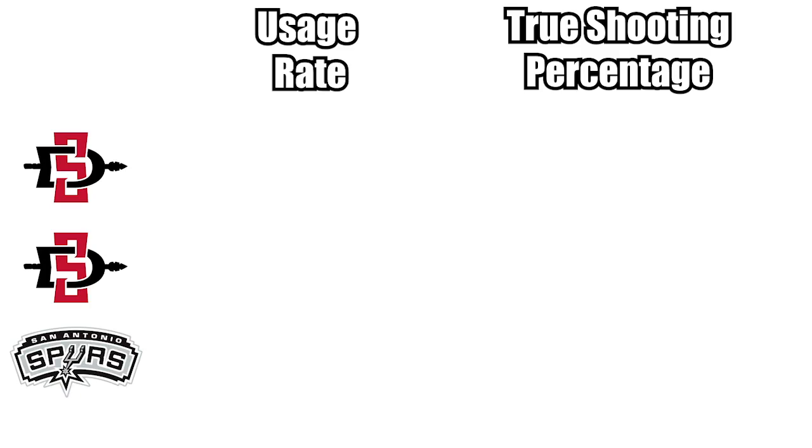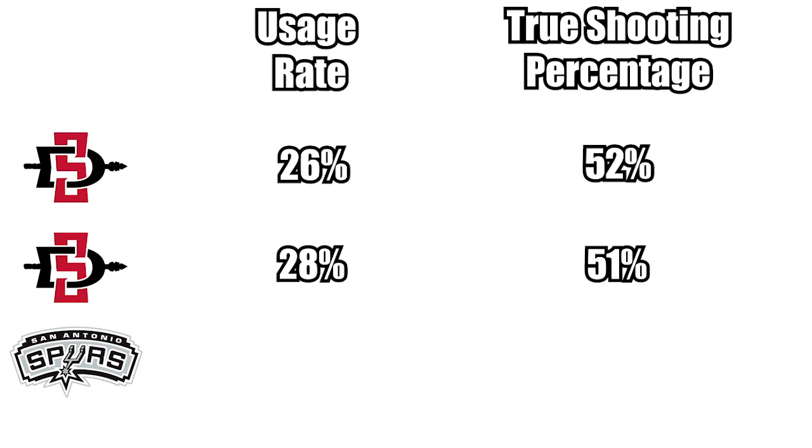Kawhi was fairly consistent from his freshman year to sophomore year at San Diego State. He had a usage rate of 26% as a freshman, which means that 26% of all SDSU possessions ended with him either taking a shot or turning it over. That slightly increased to 28% in year 2.